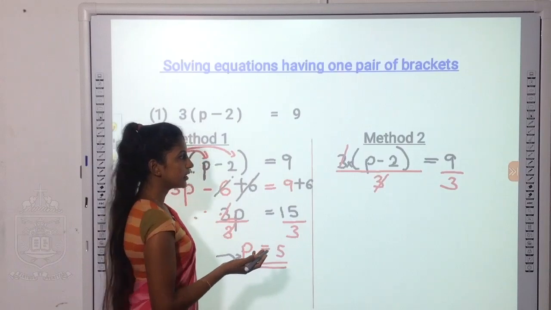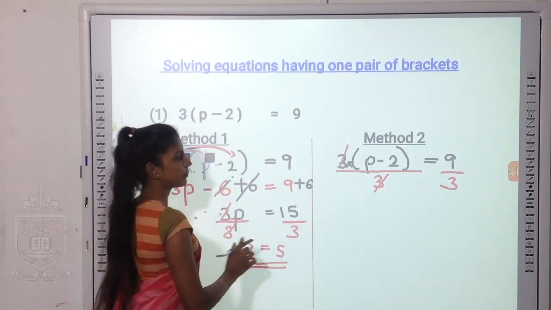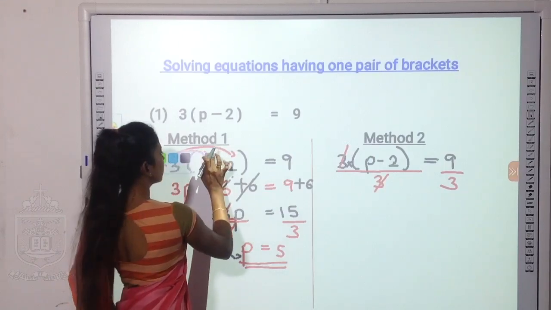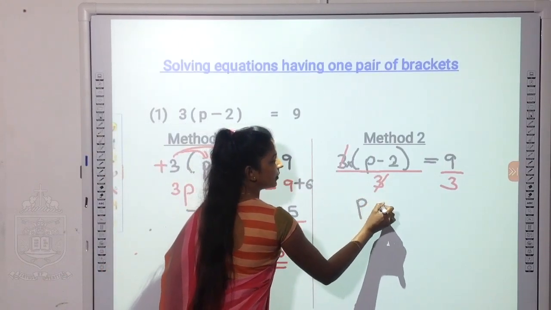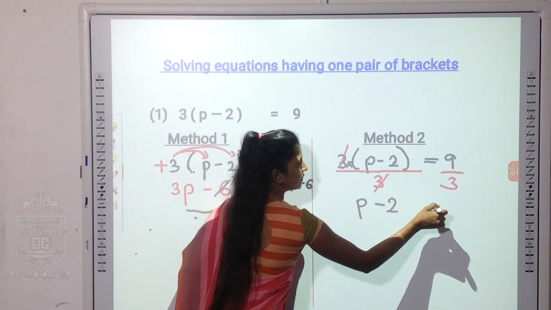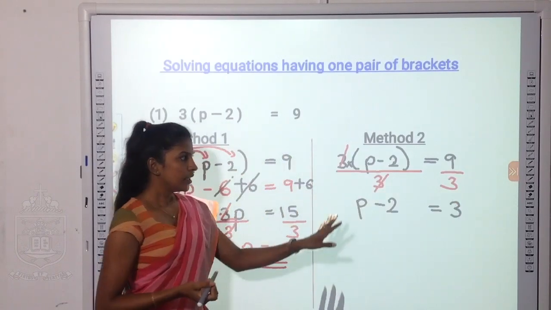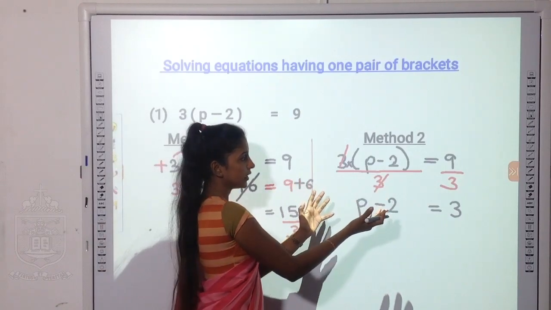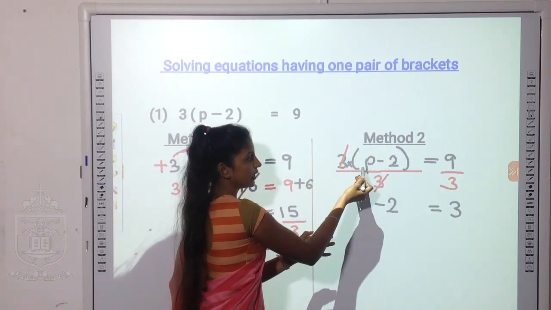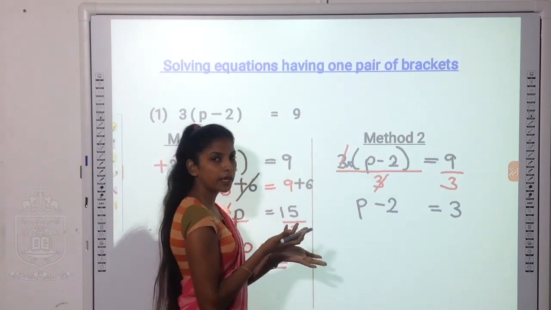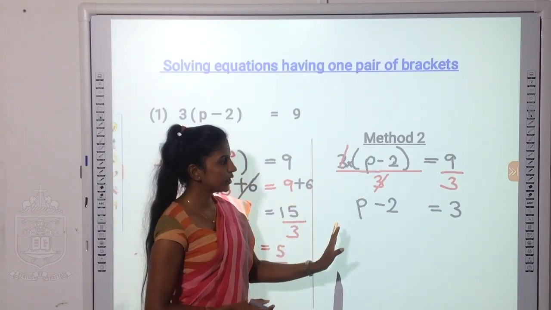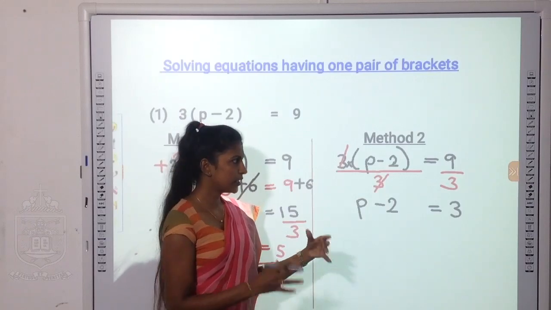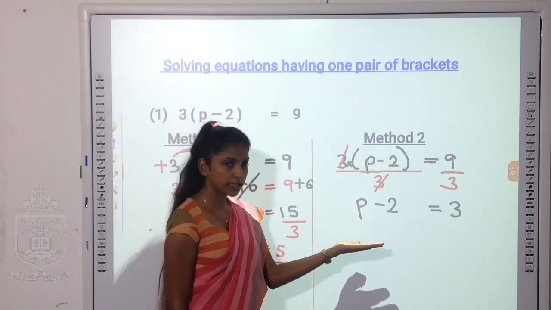So what is remaining now? P minus 2 is remaining. 9 divided by 3, answer is 3. Now no need to put the bracket. Why? The bracket is there to explain that these terms should be multiplied by 3. Now we already removed 3 from the equation, so no need to put the bracket again. The bracket is already removed and then it's a linear equation.